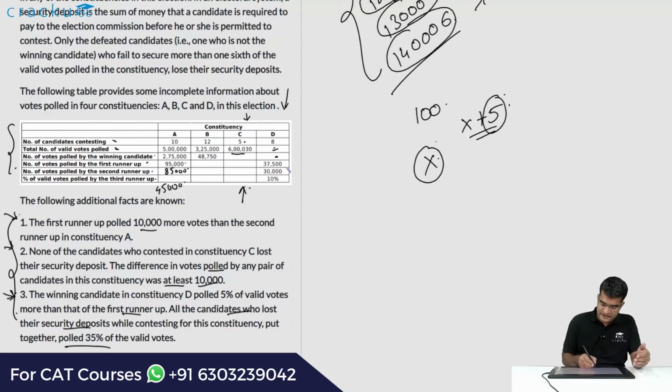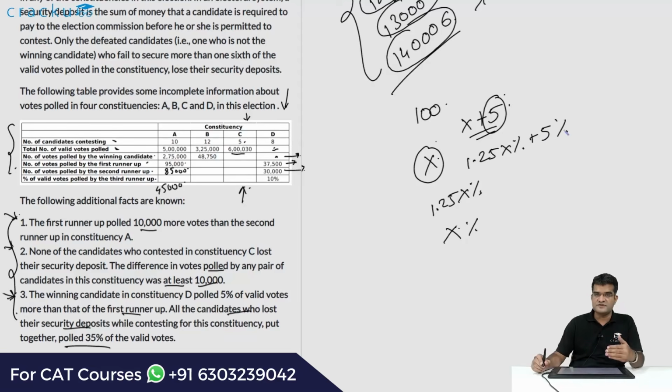We don't know the number of votes that the winner has got, but we have been given some clue. So let us assume that the person who got 30,000 votes, who is the second runner-up, got X% of the votes. Therefore, the person who got 37,500 would have gotten 1.25 X% votes, because 37,500 is 25% more than 30,000. What this would imply is that the winner would have gotten 1.25 X plus 5% votes. This is the percentage of votes won by the winner. And the person who came fourth, that is the third runner-up, has got 10%, and everybody else would have gotten less than 10%. Now what is told to us is that the total of the votes of everybody who lost their security deposit is 35%.